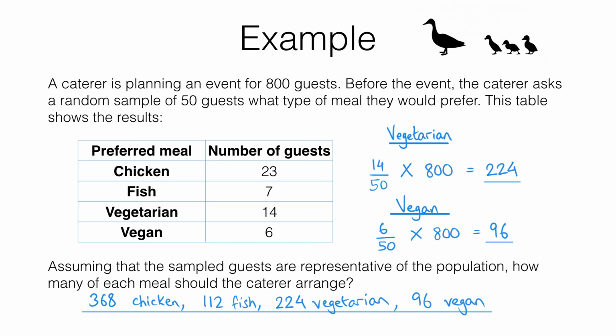A good thing to do at this point is to check that 368 plus 112 plus 224 plus 96 equals 800, because remember, we're planning 800 meals in total. If these don't add up to 800, then we know we made a mistake. But like I said, if you check, you'll find that these add up to 800. So we know we've got this correct.